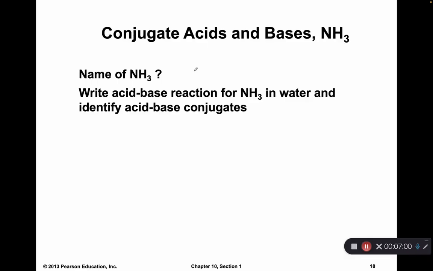Oh, NH3 is a weak base. It is a base, right? Because we know the nitrogen has the lone pair, right? The H is not the protic acidic proton. NH3 is always a base. Now write the acid-base reaction. So base, write the reaction of ammonia in water.